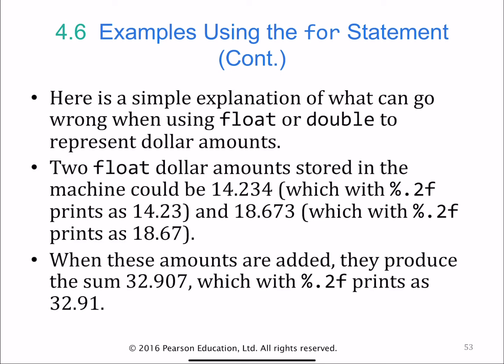So let's say we store the following two numbers. We have a floating point amount 14.234, which will print out as a two-digit number as 14.23. And we have a second amount, which is 18.673. And if you print it out as a two decimal number, it'll print out as 18.67.